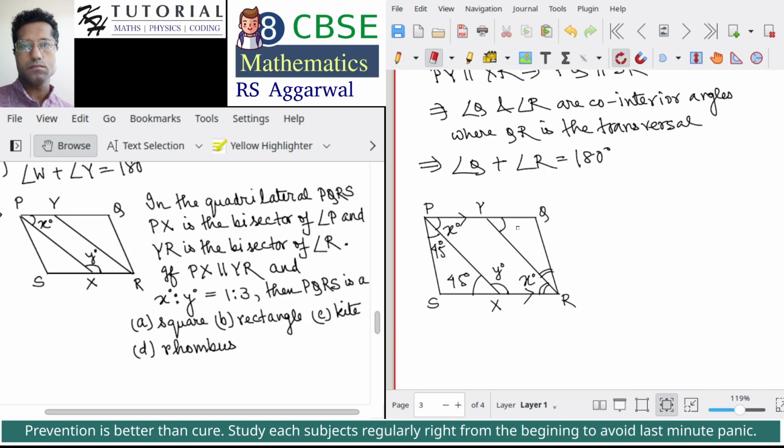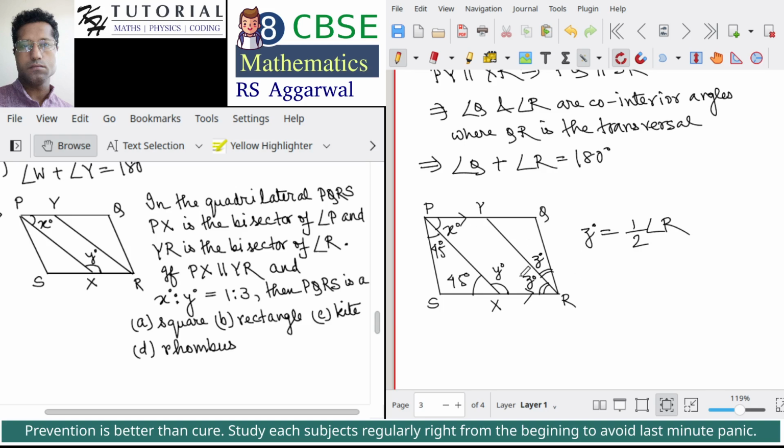No, this is not X degree. I am not sure about this. This will also not be X degree. From the fact that PQ is parallel to SR, we will have, if let's say this angle is Z degree, this will also be Z degree, because Z degree is nothing but half of angle R.